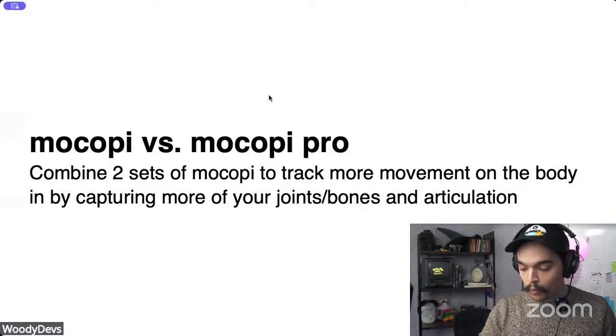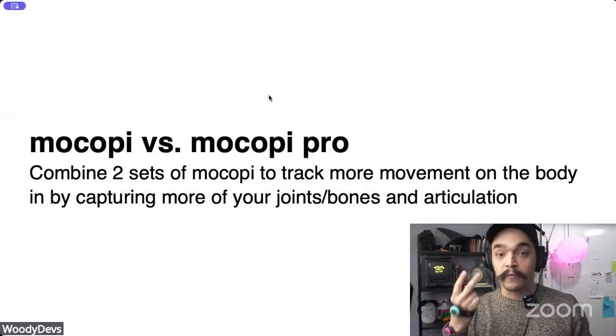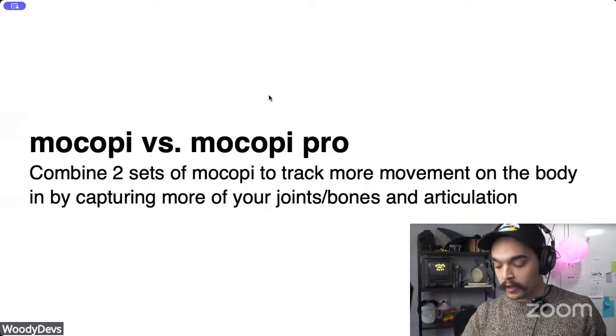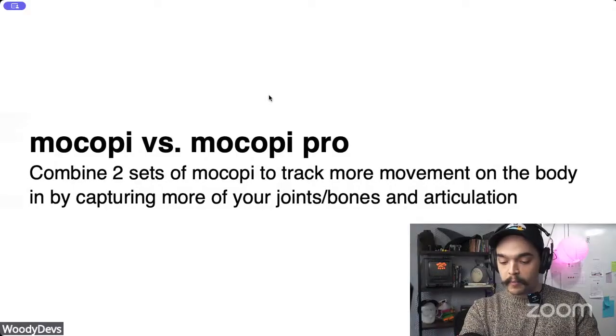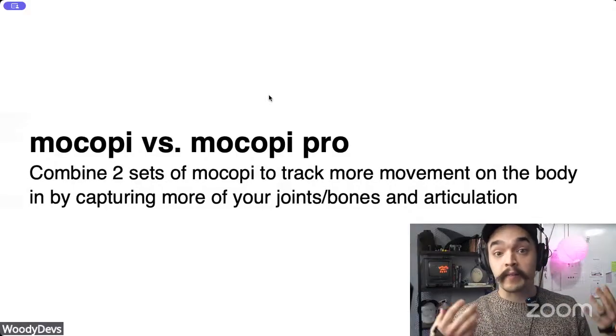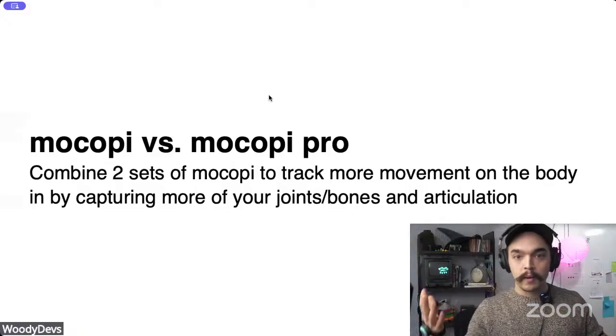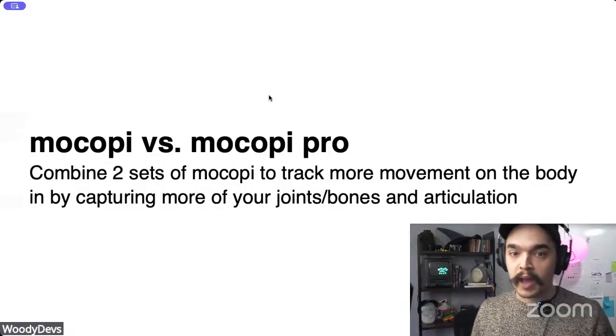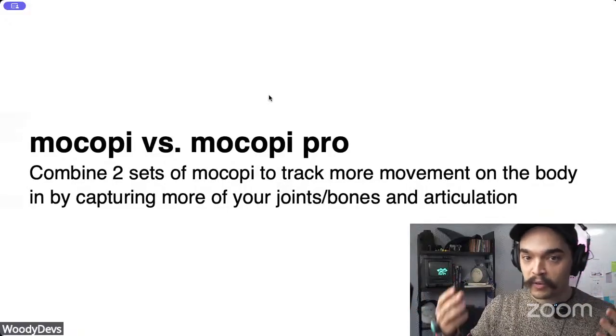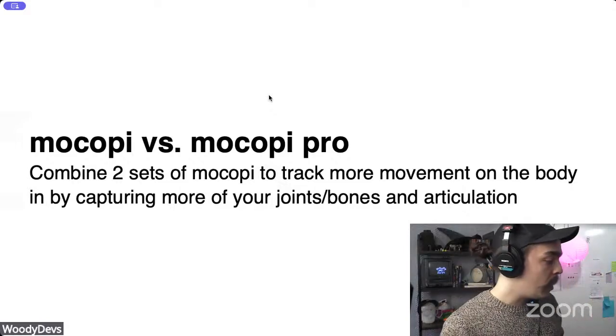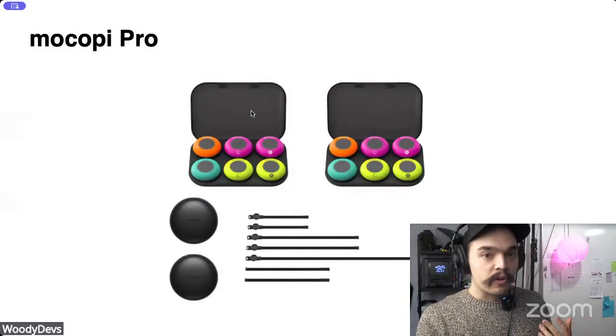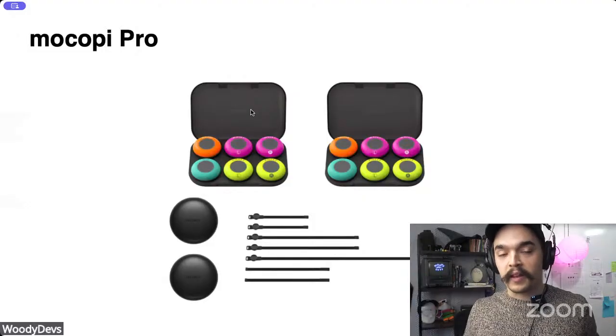When you get a mocopi pro kit, you actually have 2 of the regular mocopi, and then you can place them on more joints to track more areas of the body. That leads to cooler, better, more accurate mocap. You're just multiplying the amount of motion capture that you can do, which is very fun. Here's a picture of mocopi pro. This is the stuff that comes with it. You have your 2 packs.